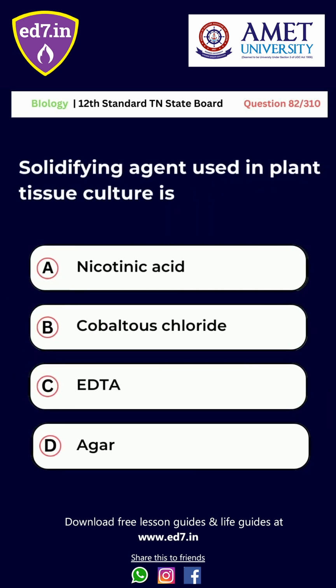Question number 82. Solidifying agent used in plant tissue culture is option A, nicotinic acid, B, cobaltous chloride, C, EDTA, D, agar. And the right answer is option D, agar.